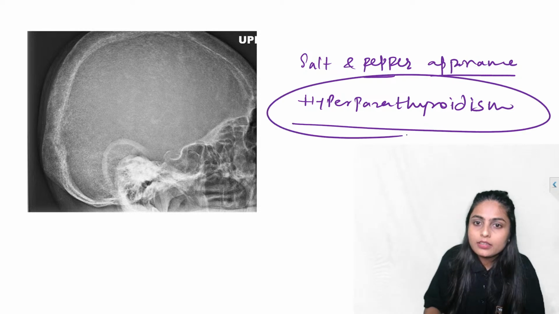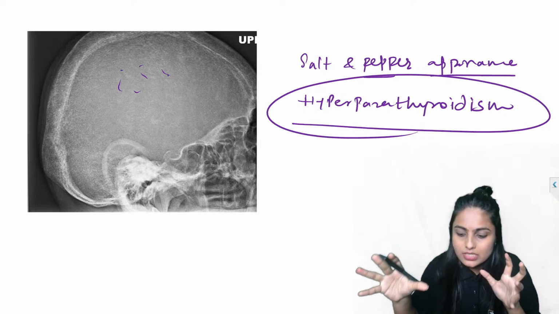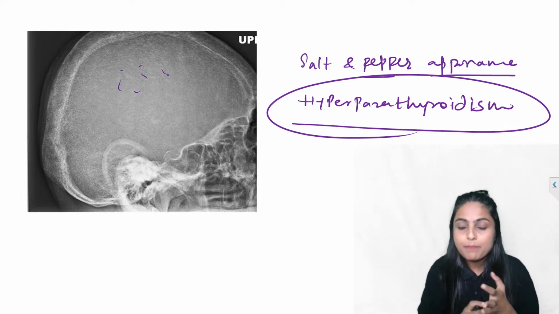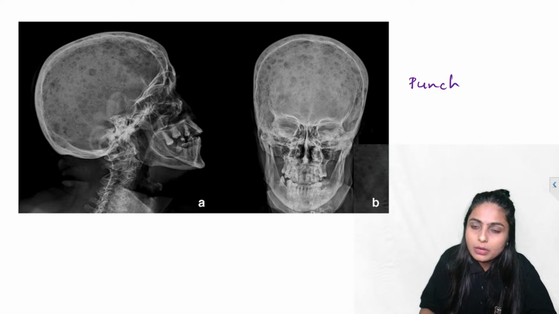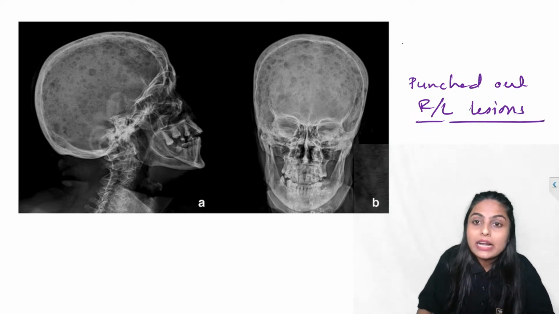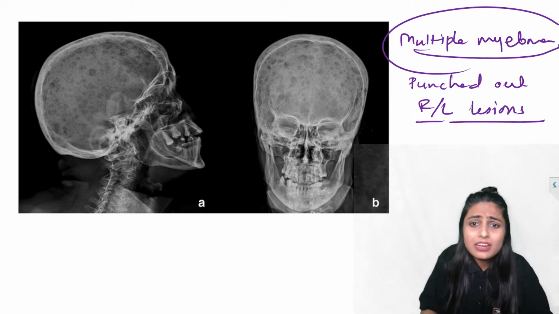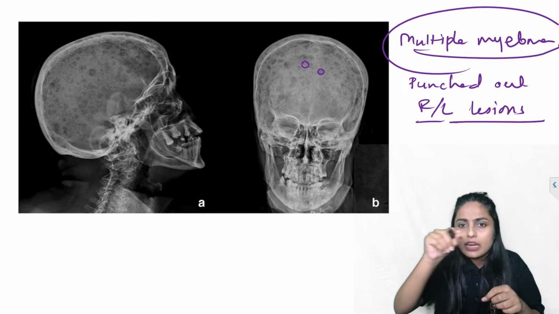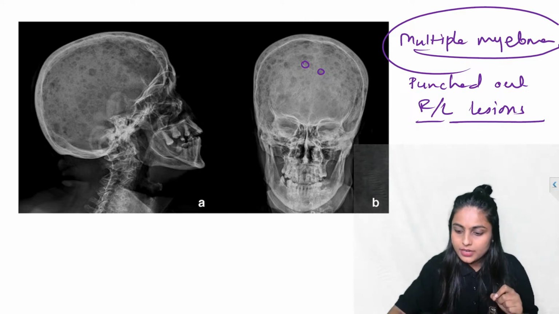Hyperparathyroidism, right? This is the salt and pepper appearance, the granular appearance. You will see it on the skull. Next is this punched out appearance. The name of the appearance is punched out radiolucent lesions, seen in multiple myeloma. These are well-defined punched out radiolucent lesions, right?